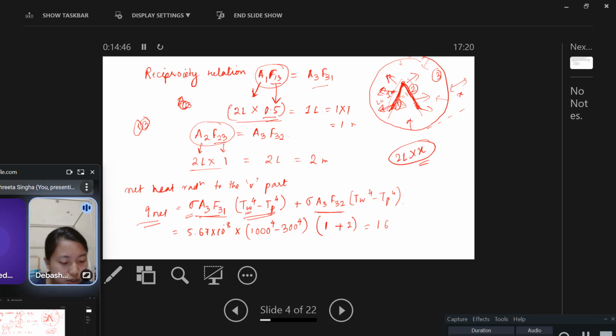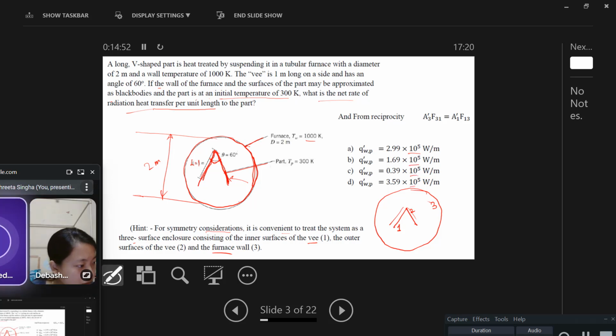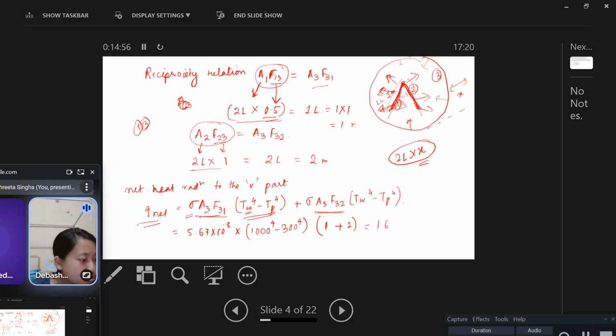Tell in terms of 10 to the power 5, if you convert it to 10 to the power 5, it is Option B. Option B. So did you get this solution?